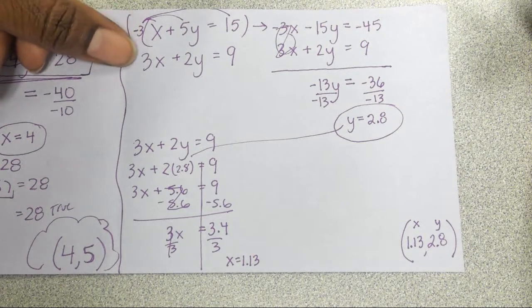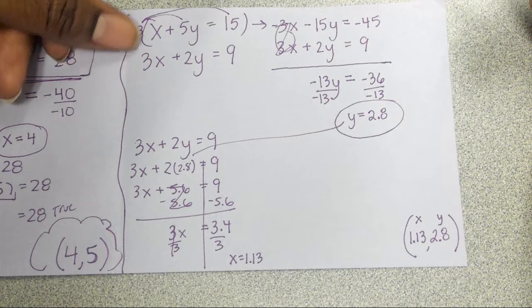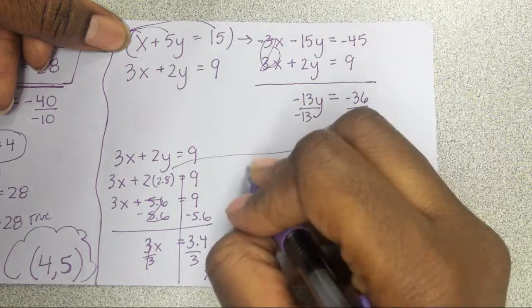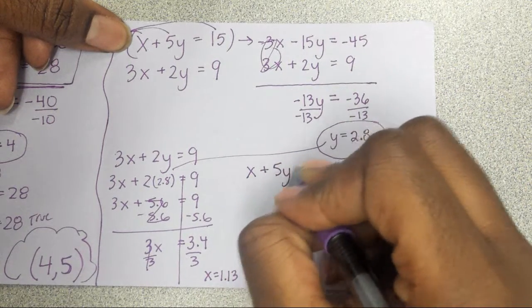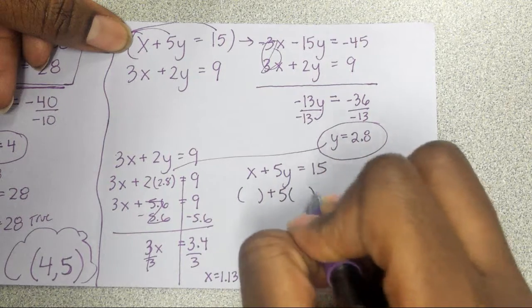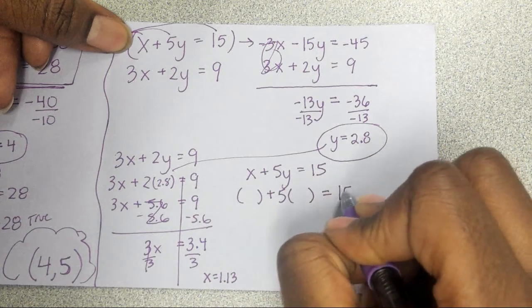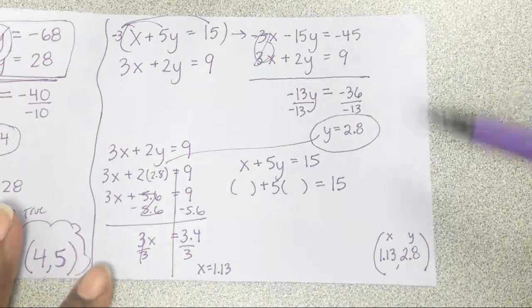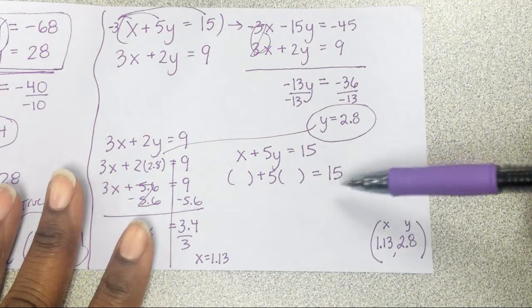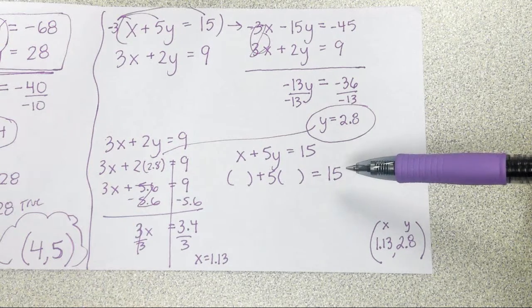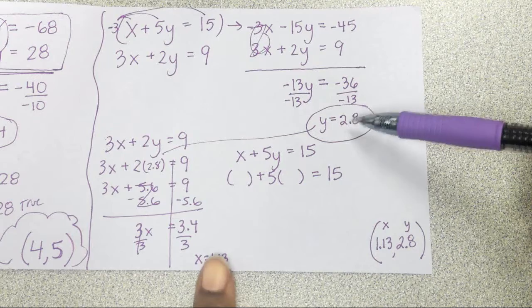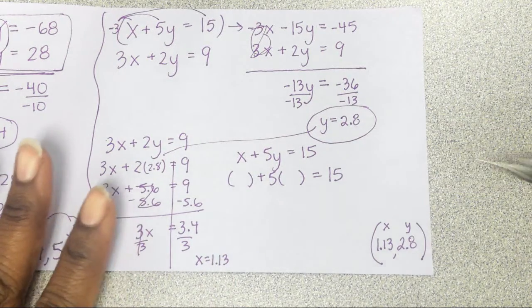Now in order to double check it, I'm going to take the other equation, x + 5y = 15. I'm going to plug the x in the x spot, the y in the y spot, and see if it's going to give me 15. The only thing is you need to be careful because we have rounded, which means it should be close to 15, like 14.9, 14.8. Because we have rounded, it's probably not going to be exactly 15.